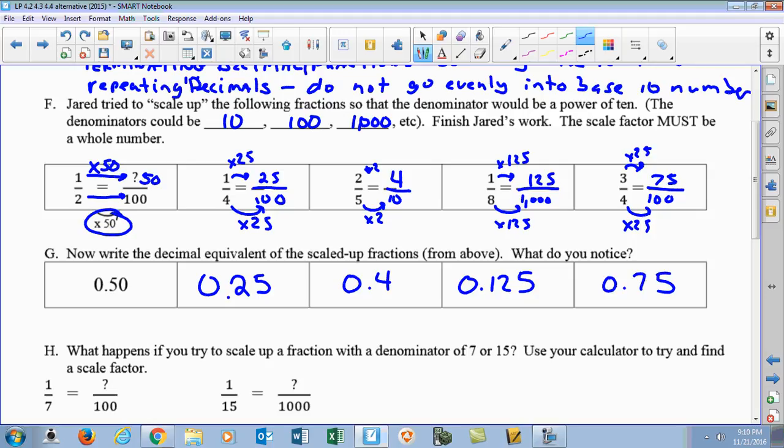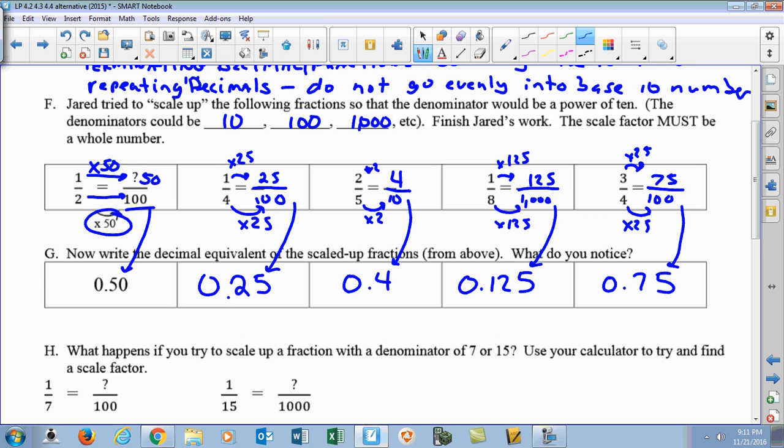So it says here, what do you notice? If you look at the denominators here, 100 terminates in the 100 spot. 100 terminates in the 100 spot. 10 terminates in the 10th spot. 1,000 terminates in the thousandths spot. And the 100 terminates in the hundredths spot. So by knowing what number that denominator can go into, it tells you what decimal value your fraction will terminate at as a decimal.